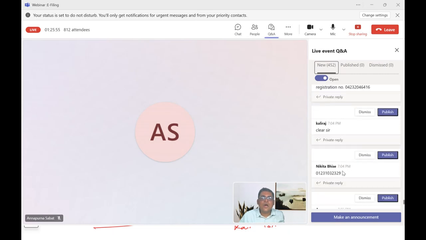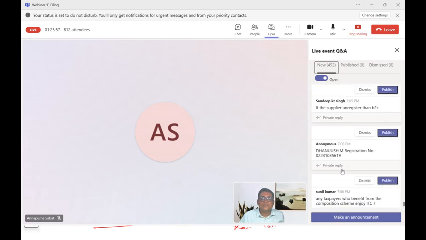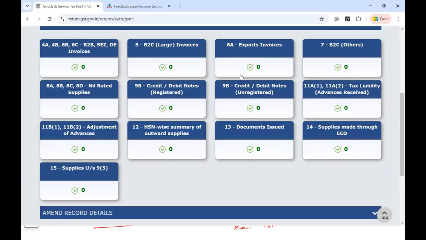Now comes how to report B2C transaction. For B2C transaction, there are two bifurcations given. First, we are considering small buyers. That means where the value of supply for each particular invoice does not exceed 1 lakh. In that case, we will use B2C others. Where the value of supply to an unregistered person exceeds 1 lakh, in that case, we will use this large invoice. B2C table number 5, B2C large invoice.